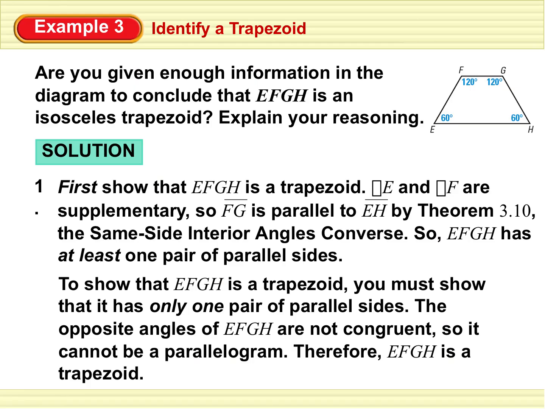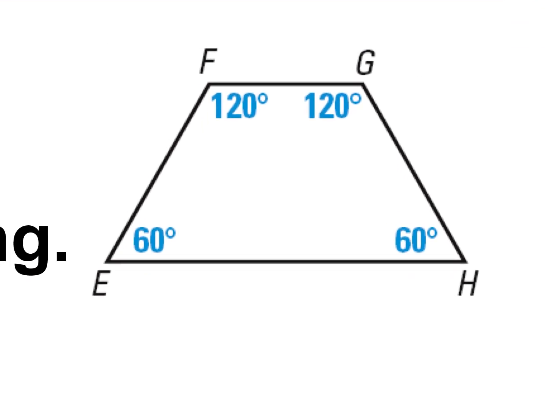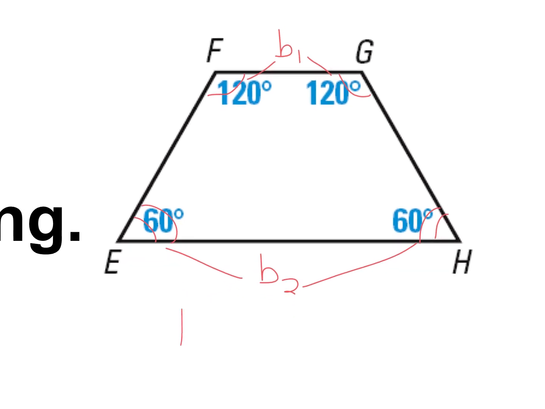Looking at the next one here, what do we know about the shape? It is a trapezoid. Why do you say that? It has 2 bases. Okay, we have base 1, base 2. What's the given information that they tell us? Remember, base angle pairs are the same. They're both connected to the same base and they are congruent, so this one is a trapezoid.